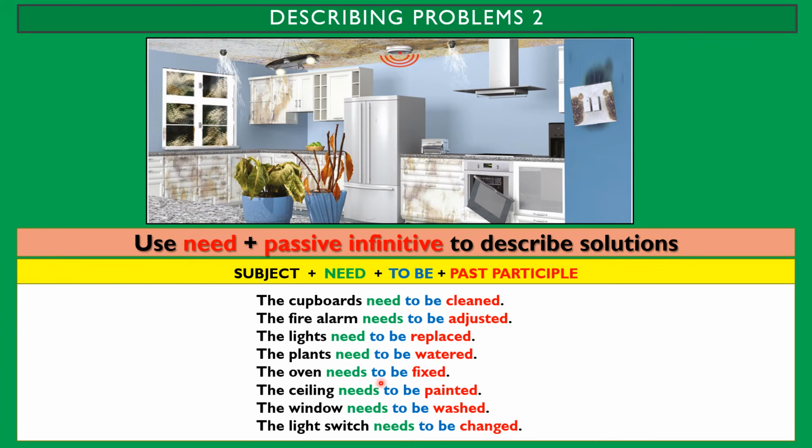The oven needs to be fixed. The ceiling needs to be painted. The window needs to be washed. And the light switch needs to be changed.